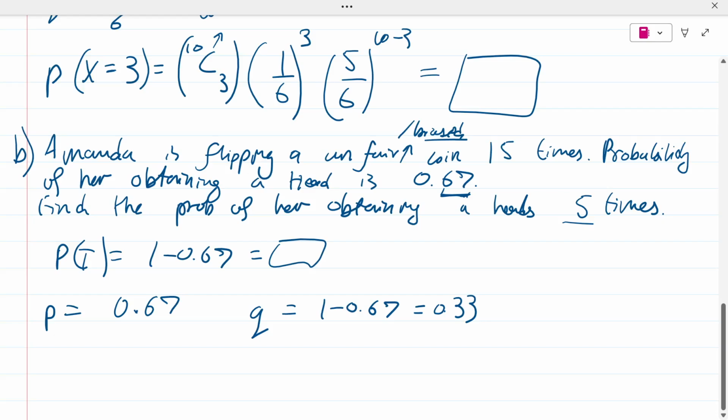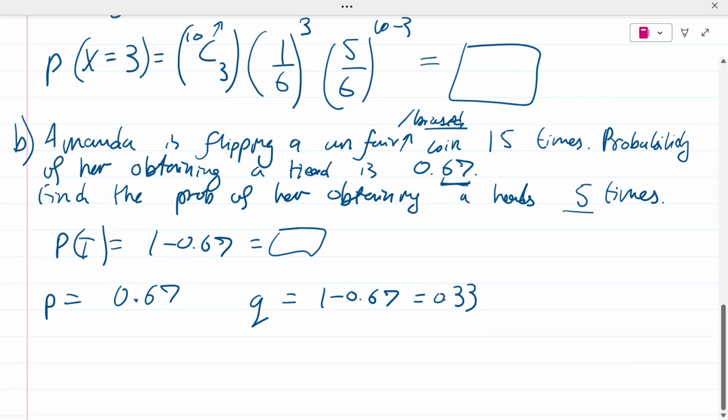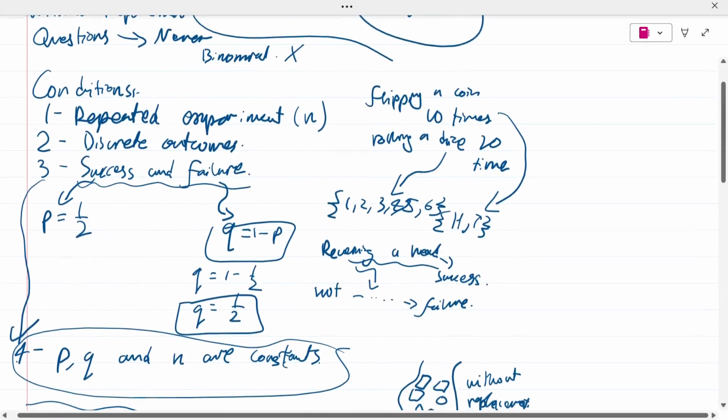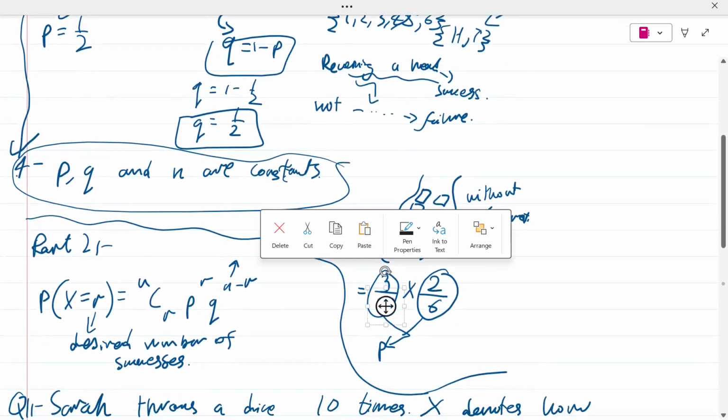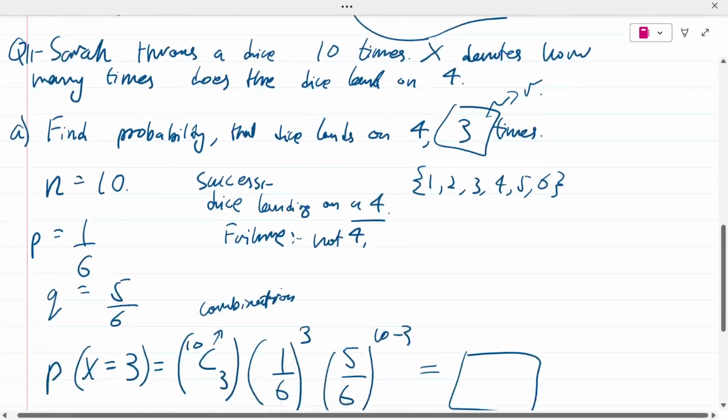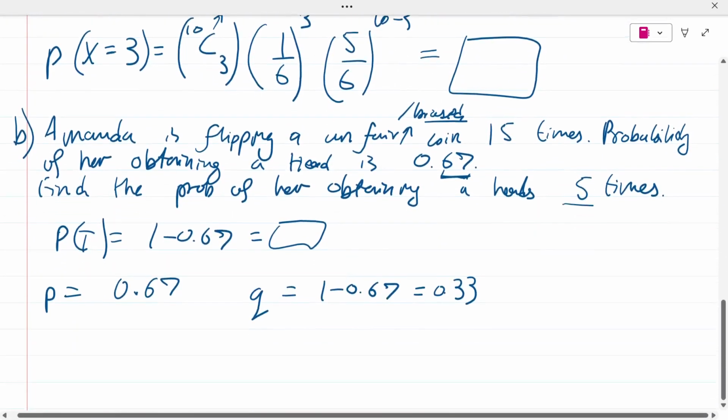A repeated experiment, a certain number of times it is being repeated. The second one, there are discrete outcomes. You can only either have a heads or a tails. The second condition is being satisfied. The third condition here is success and failure. Obviously, we have a P and we have a Q, and yes, P, Q, and N are constants. There is no without replacement case in this kind of question.